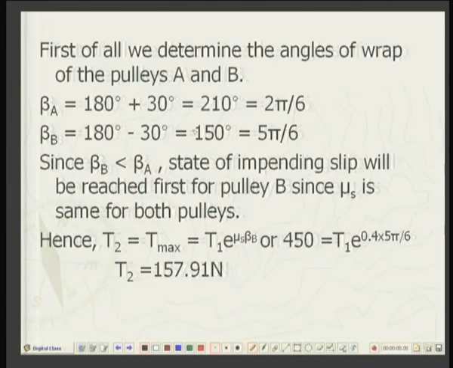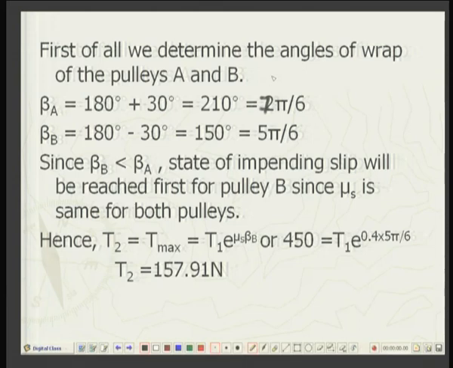Well, as I said, the angles of wrap at belt A, it is 7 pi by 6, and at B it is 5 pi by 6.